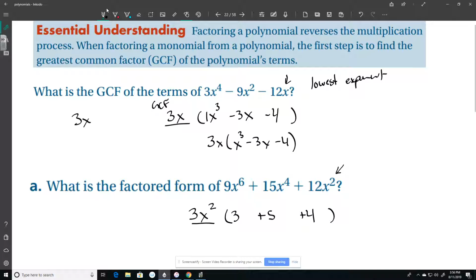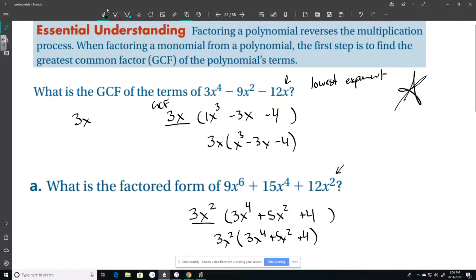So when I take away x squared, I'm left with nothing here. When I take x squared out of x to the fourth, I'm left with 2 more x's. When I take x squared away from x to the sixth, I'm left with x to the fourth. So my answer would be 3x squared, parenthesis, 3x to the fourth, plus 5x squared, plus 4.